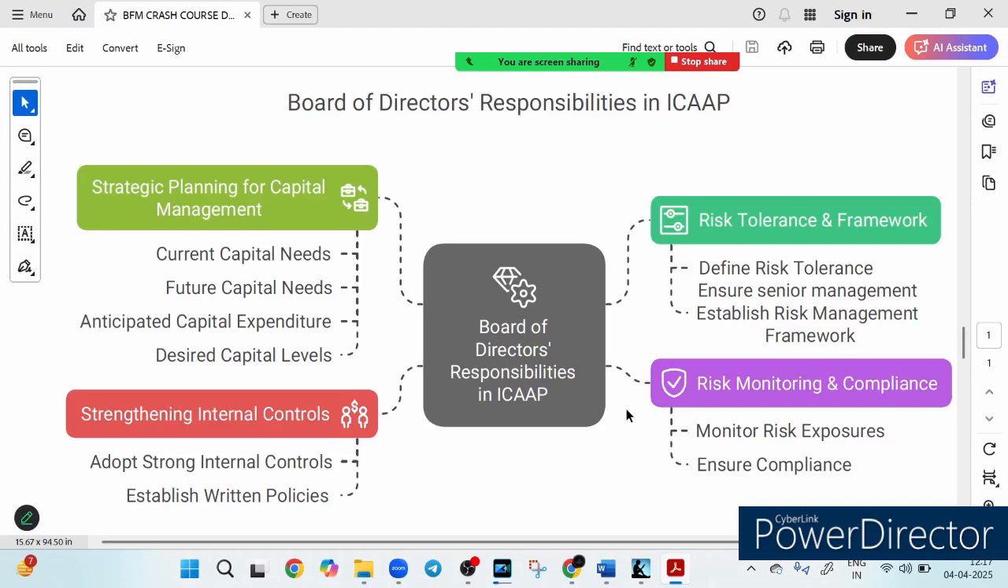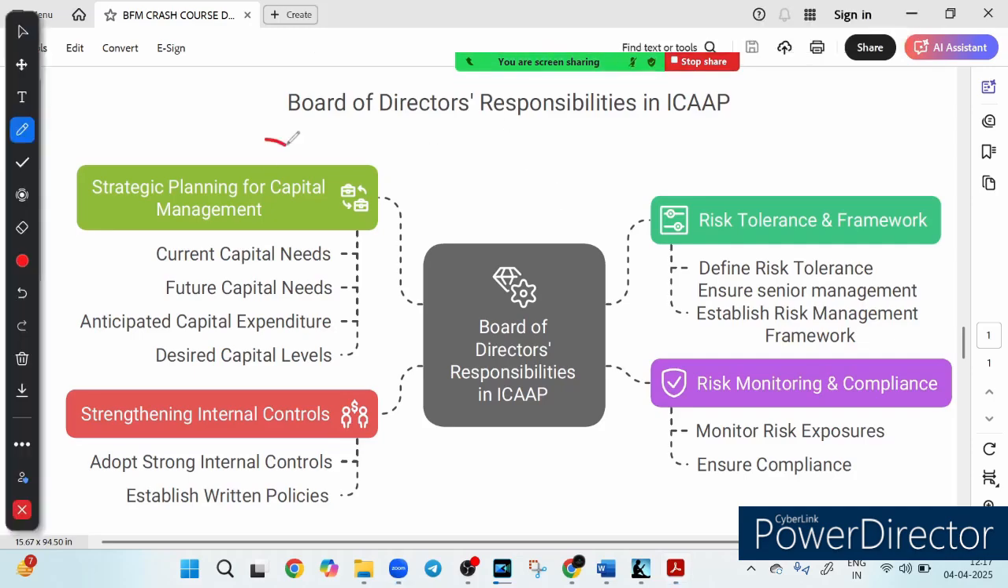So the board ensured that, the first point you will see, a strategic planning for capital management. The board ensured that bank is financially sound by carefully planning the capital need. First thing is current capital need, which means assessing the bank existing capital position. Second thing is future capital need, which means anticipating long-term financial requirement. Third thing is anticipated capital expenditure, which means planning for investment and expansion.